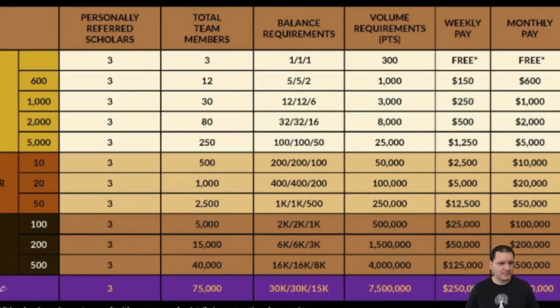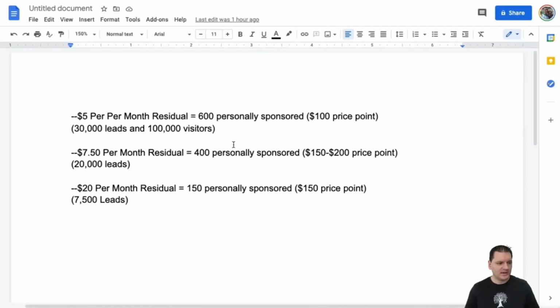And so here's the numbers. I put them in a Word doc. So the first one was $5 residual, would mean you need 600 personally sponsored to hit $3,000 a month in that first compensation plan. The second one was $707.50. You need 400 personally sponsored and 20,000 leads to do it.